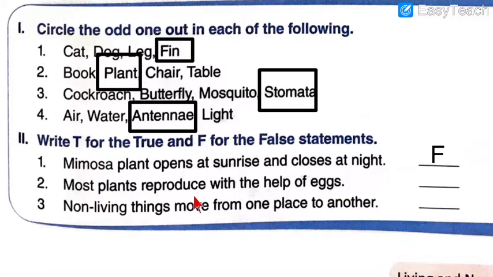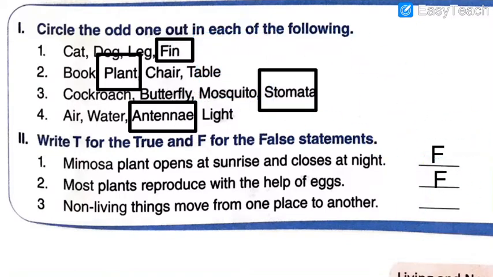Next is, some plants reproduce with the help of eggs. Is it possible that a plant will lay an egg? I have seen snakes and chickens laying eggs. I have never seen plants laying an egg. So this statement also is a false statement.